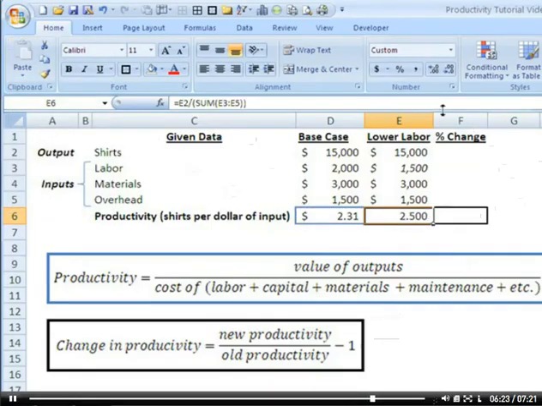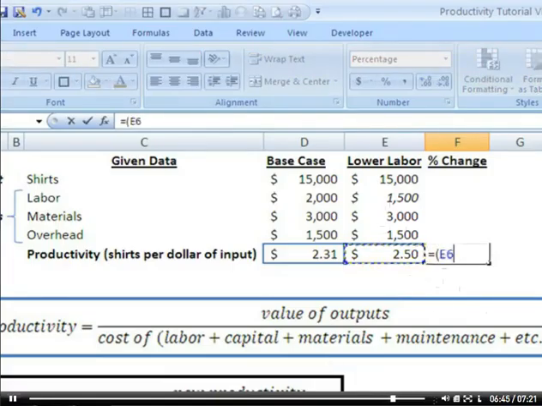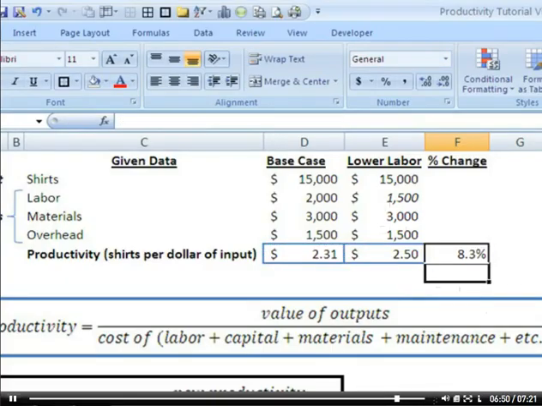You can copy that formula and paste it here again. And as we decrease the labor cost by $500, now for every dollar of input, yes, we are able to get $2.50 of output, an increase of 19 cents. And again, if we use our change in productivity formula, it's the new productivity divided by the old productivity minus 1, and we get, again, that 8.3% increase in productivity.